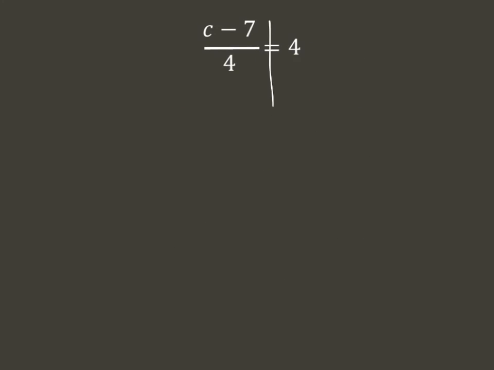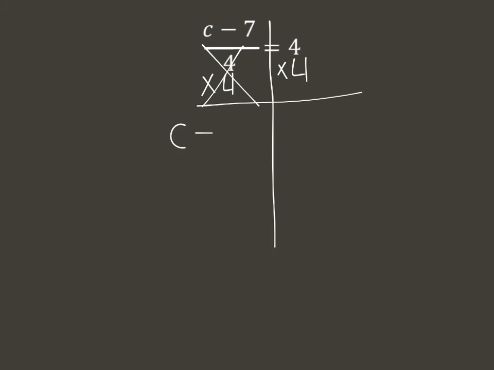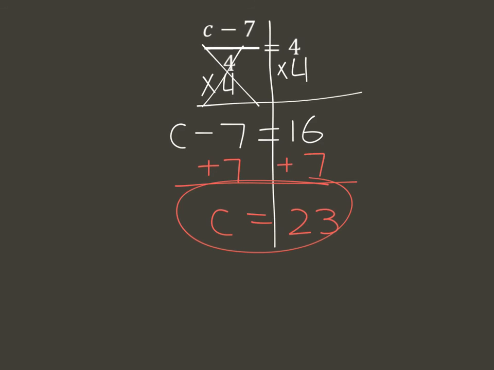All right, next one, draw my line straight down the middle. That is c minus 7 divided by 4 equals 4. So got to get rid of that 4 before I can touch anything on the top. I see division, so I'm going to do multiplication to get rid of it. So on the left, I'm just left with what was on top, c minus 7. Bring down my equal sign. 4 times 4 gives me 16. Last step to isolate my variable, I see minus 7, so I'm going to add 7 to both sides. So my final answer is c equals 23.